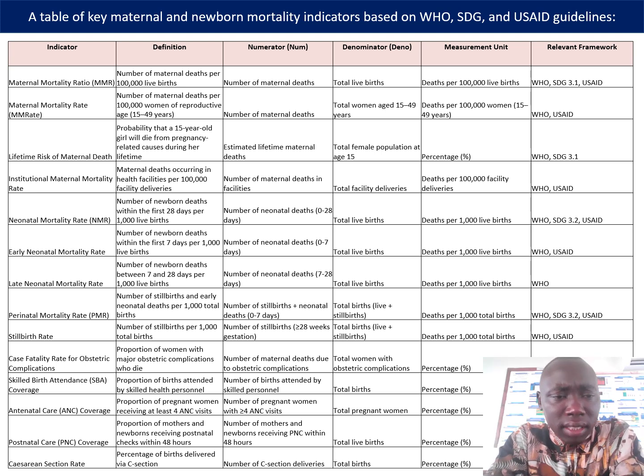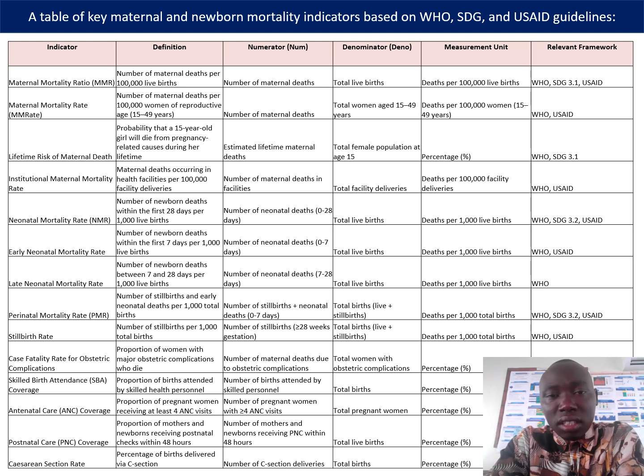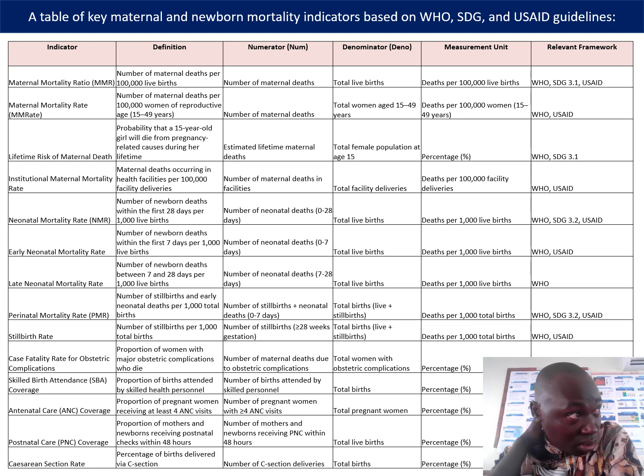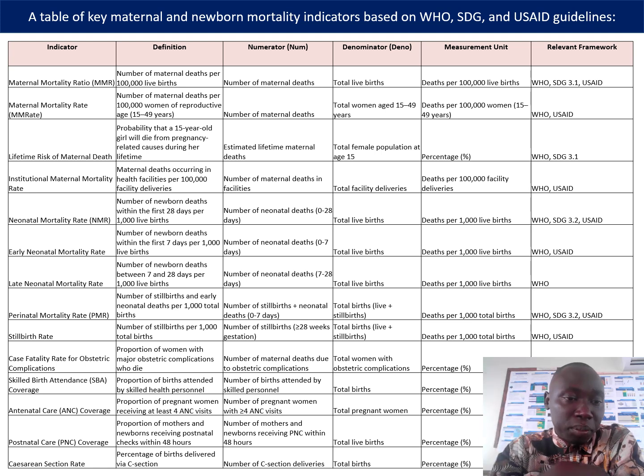Now, there's an indicator we normally forget a lot when we're analyzing maternal mortality ratio for our stakeholders: lifetime risk of maternal death. We're looking at the probability that a 15-year-old girl will die from a pregnancy-related cause during her lifetime. Its numerator is normally the estimated lifetime maternal deaths, and of course, we look at the female population at the age of 15. These are very rare indicators. They are normally not monitored much, but it is high time for us to think outside the box and start giving such analytics out, so that we'll be up to speed.